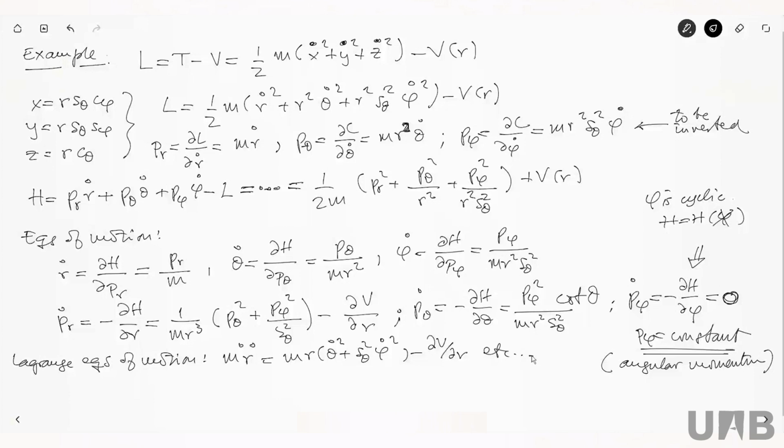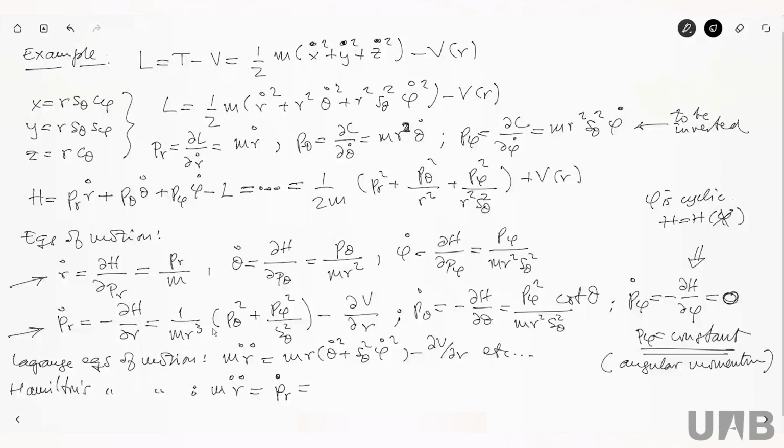And let us look now at Hamilton's equations of motion, okay? And we see that we can also write m r double dot as, well, we look at this equation, and we see that m r double dot is going to be p r dot, and the m goes to the other side. But p r dot is written here. It's 1 over m r cubed times p theta squared plus p phi squared divided by sine squared theta, minus dV/dr.